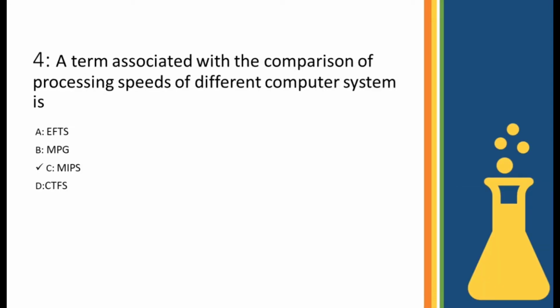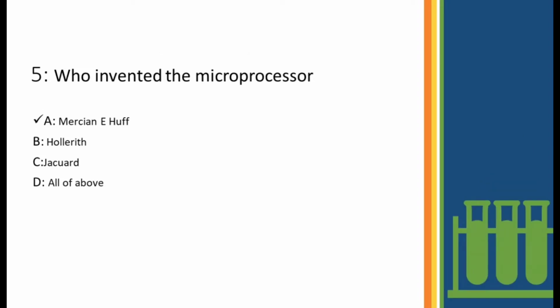A term associated with the comparison of processing speed of different computer systems is, the correct answer is C, MIPS. Who invented the microprocessor? The correct answer is A, American EF.